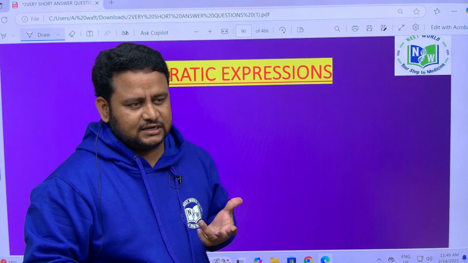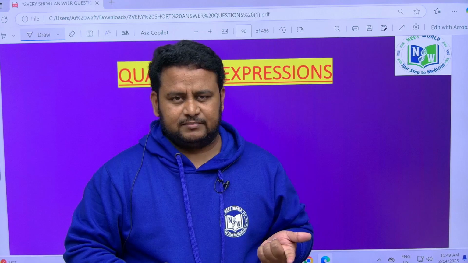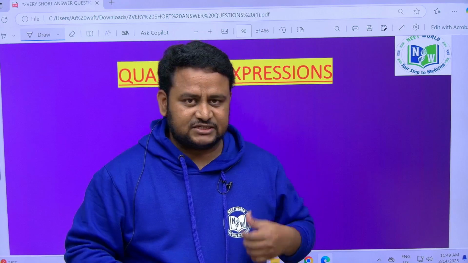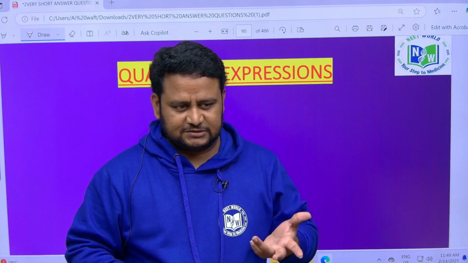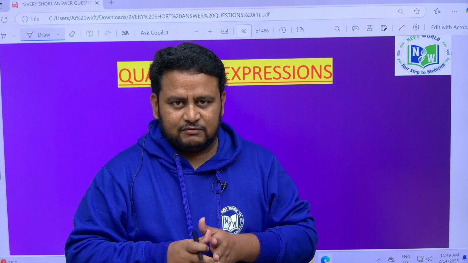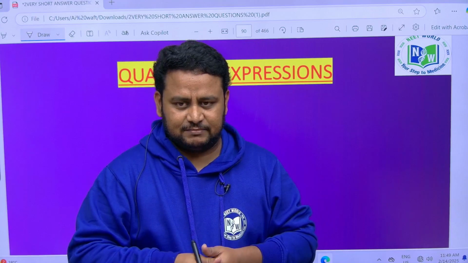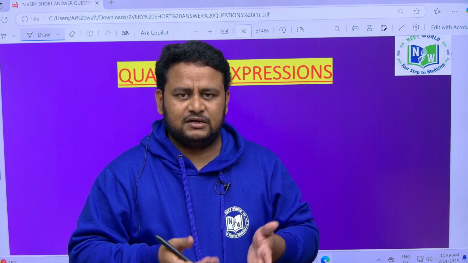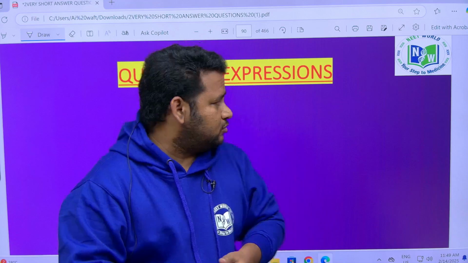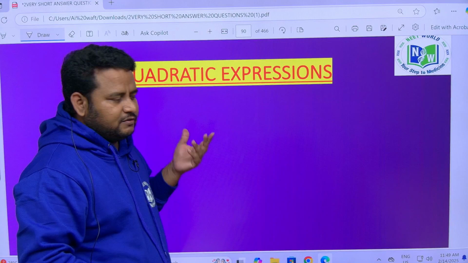One thing you must understand is that all these chapters, complex numbers, De Moivre's theorem, quadratic expressions, and the next chapter which is coming, that is theory of equations, are all interconnected. Having very good conceptual clarity will not just help you in the intermediate exam but also in the upcoming MCET exam, which will follow after your intermediate exam. So today we will deal with the chapter of quadratic expressions. We will be dealing with very short answer questions.